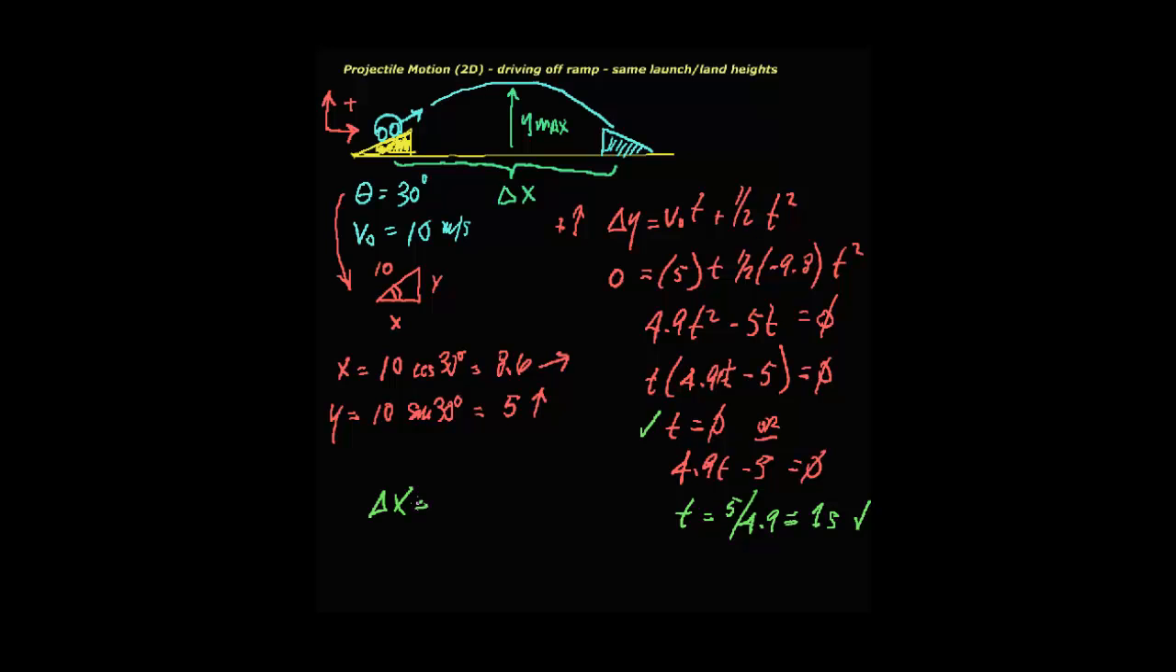We can move to our x equation too, quickly, because I'm running out of time. Put in here, we use our horizontal 8.6 times 1 second. That tells us we land roughly 8.6 meters away from where we started. Now, I didn't get to the max height. We'll come back and finish that up in the following video.